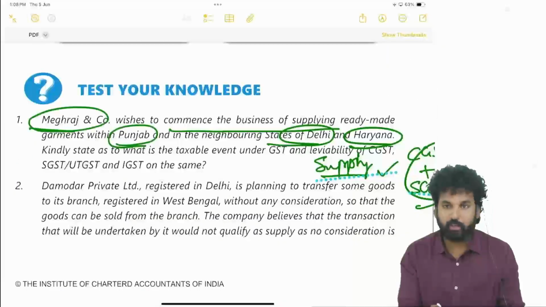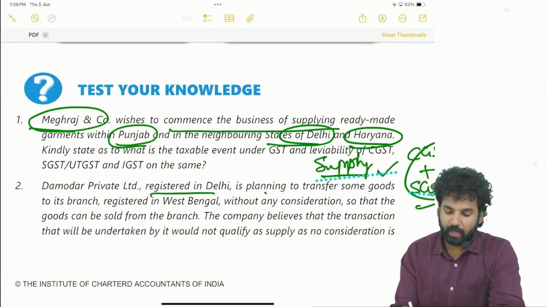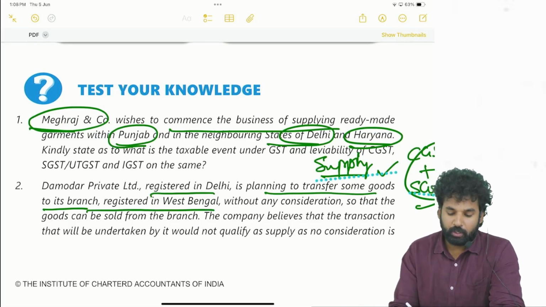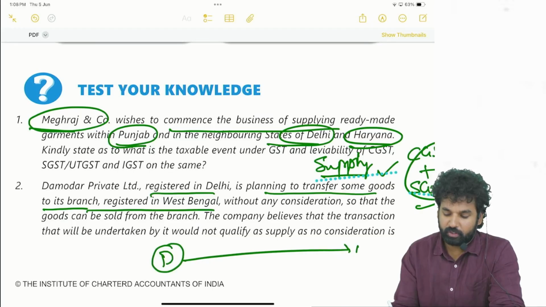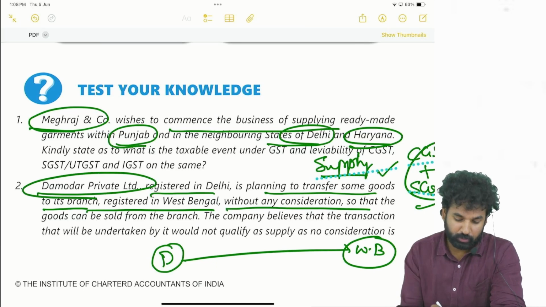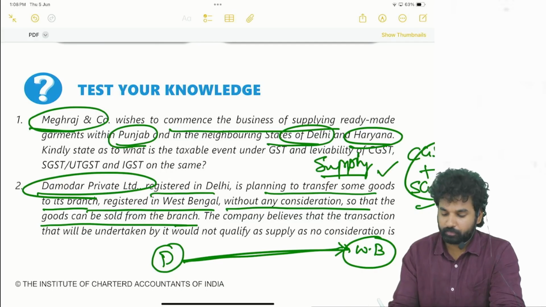question, Damodar Private Limited, registered in Delhi, is planning to transfer some goods to its branch registered in West Bengal. Okay, Delhi to West Bengal. Without any consideration, so that the goods can be sold from the branch. From Delhi to West Bengal, goods will be transferred. From West Bengal, they will make the sales.